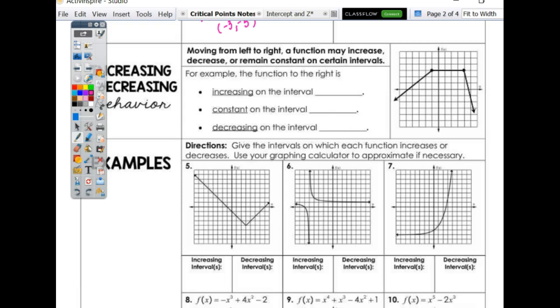If you take your finger and put it on the graph, and your finger is going up, starting left to right, that is increasing. If you put your finger on here and it's going down, that is decreasing. If you put your finger on it and it stays even, that is constant. And we define this with our x's. Always the x.